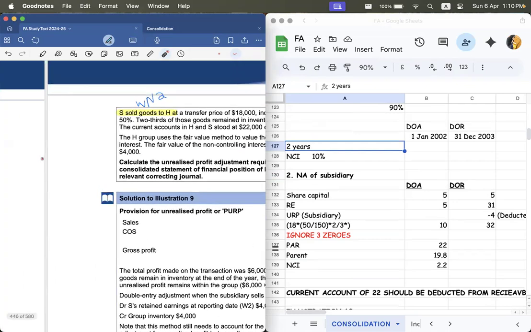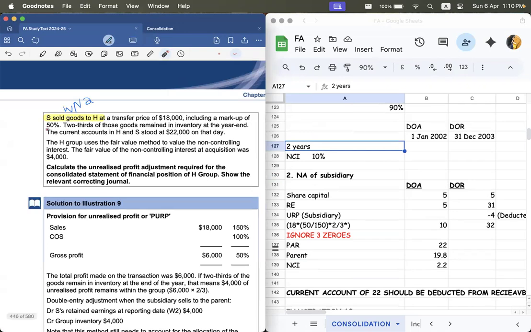So I just moved towards the last part of the question, where they have mentioned S has sold goods to H. Clear? So that means it's a subsidiary to parent transaction, right? So the subsidiary is the seller. So whatever happens would be adjusted in working note 2. Understood?